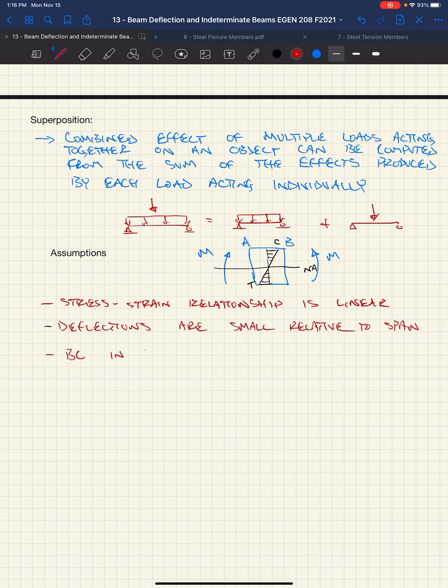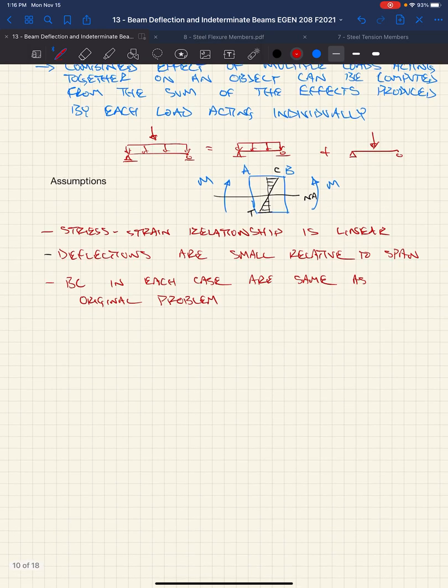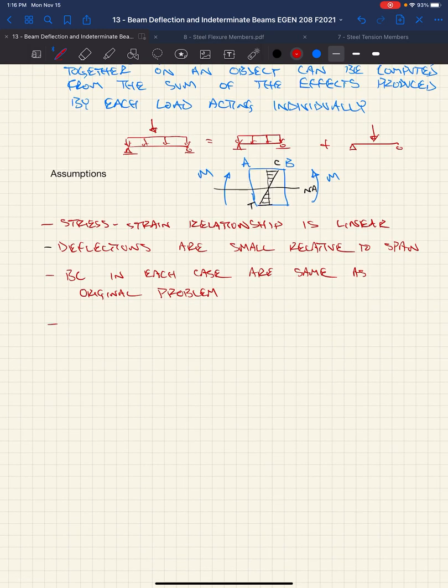Boundary conditions in each case are the same as the original problem. What does that mean? Well, when we took this case where we have the point load and the uniform load, we break it into 2 problems. Each of these problems are simply supported, so the boundary conditions for each of these are the same as the original. And that has to hold true to make sure that we can use superposition. The other thing is loading variables.